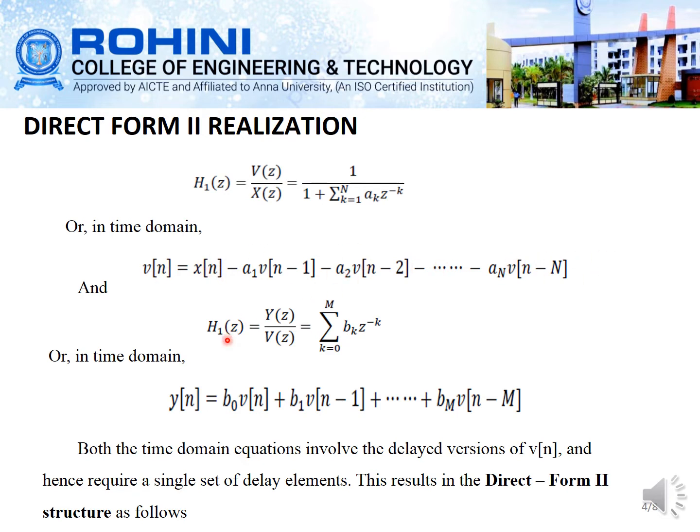And also we are splitting the second equation, H2 of z equals Y of z by V of z, equal to summation of b_k into z to the power minus k, and the time domain form of this equation is given by y of n equals b0 v of n up to b_m v of n minus m. Both the time domain equations involve the delayed versions of v of n, and hence it requires a single set of delay elements, and this results in the direct form 2 structure.